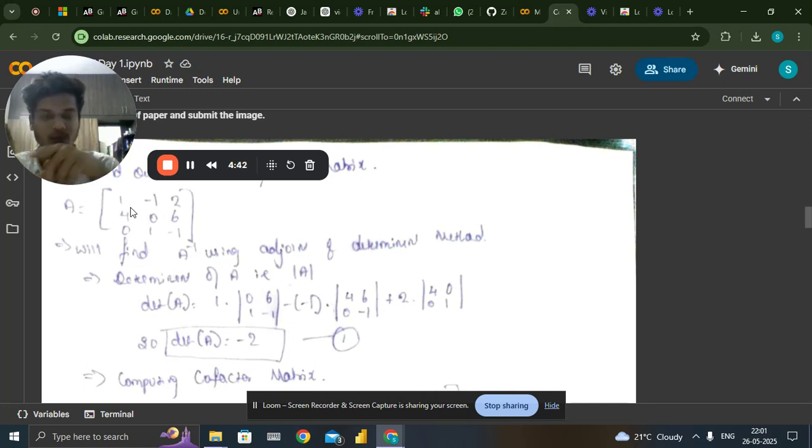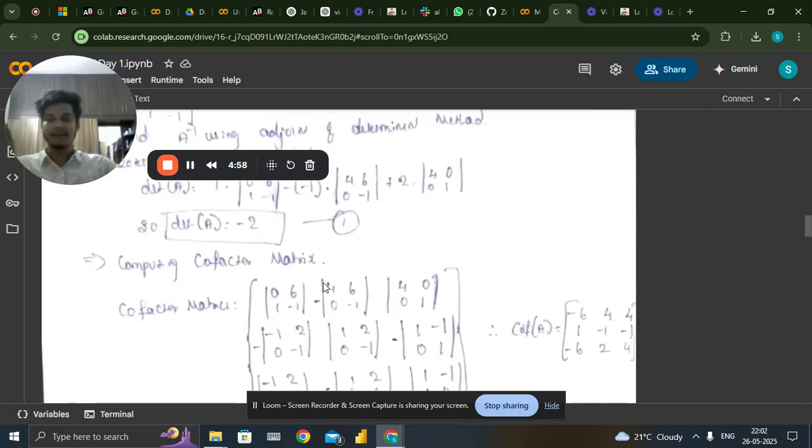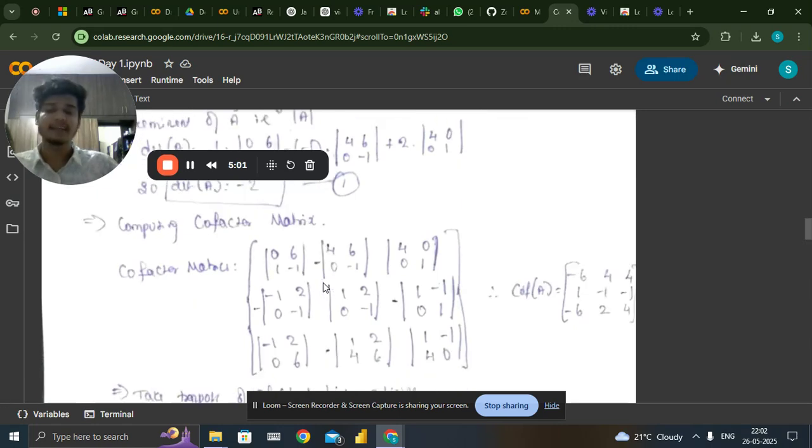Like if we take 1 in the first row, first element, we will multiply it by minus 1 into 6 minus 2 into 0. Like this we'll do for everything, plus minus plus, and we will get the determinant of A. And after that we will find the cofactor matrix.